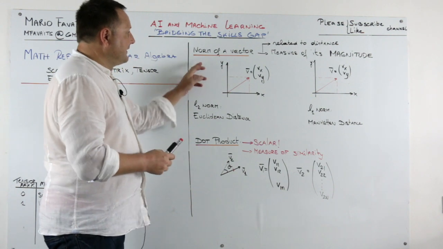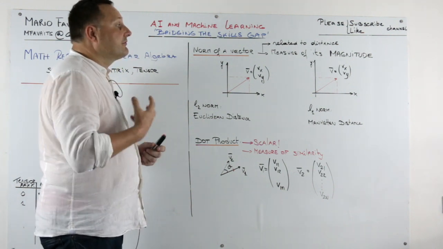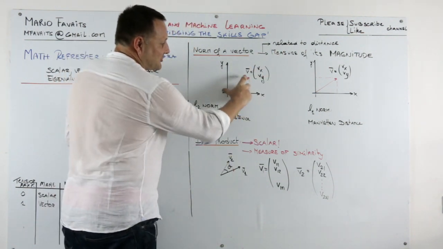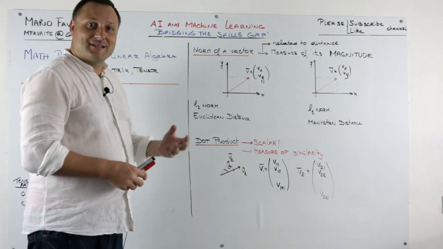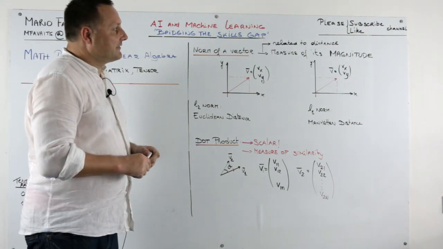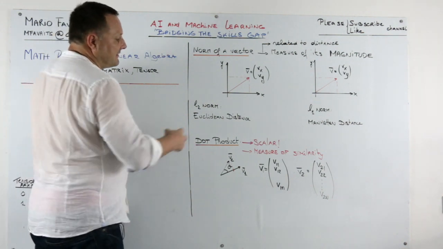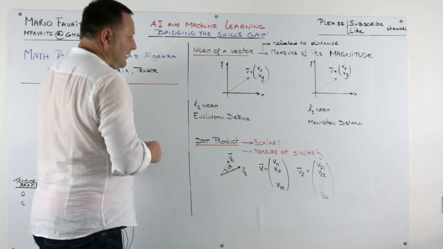Okay, let's take a look now at the next definition, the norm of a vector. The norm of a vector is a measure of its magnitude. Yeah? It is the actual length of this vector. Sometimes it's also related to distance, as we will see in the k nearest neighbors algorithm. And there are different norms or distances that you can look at.